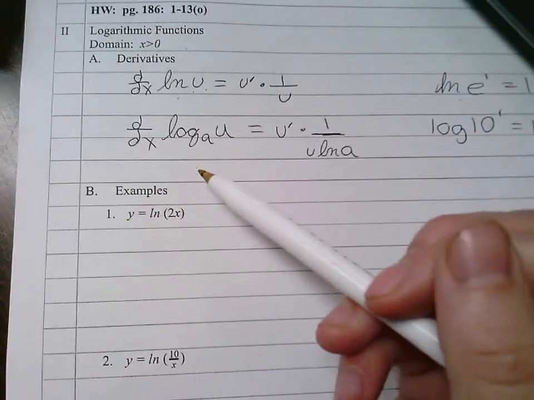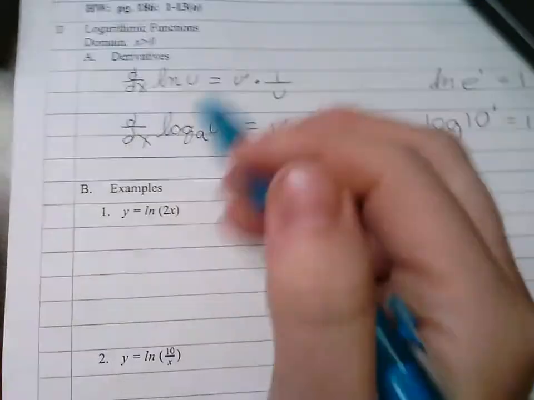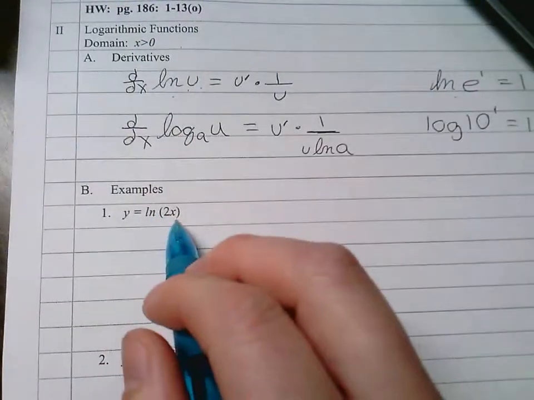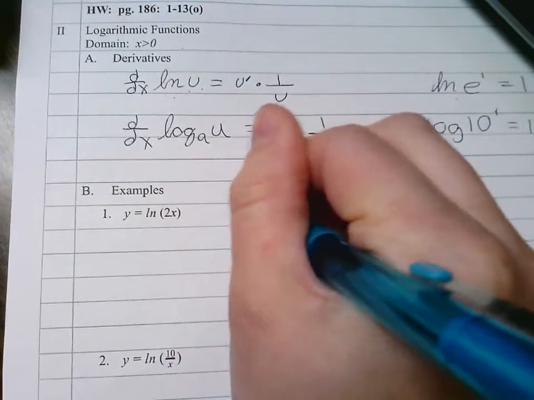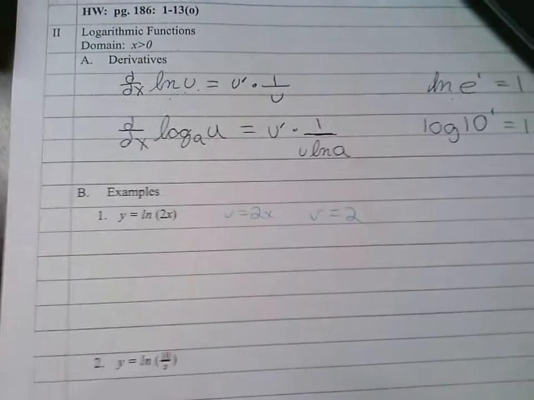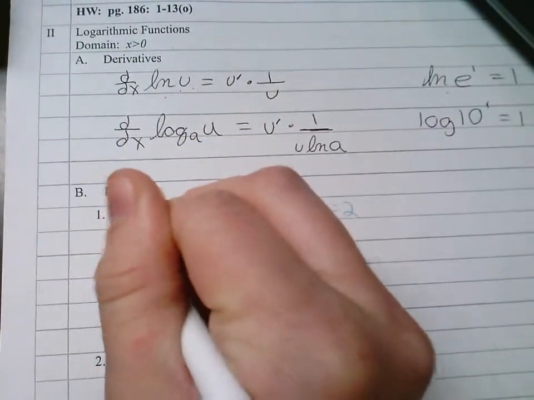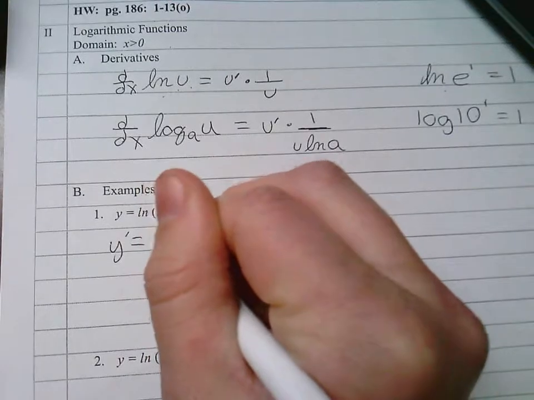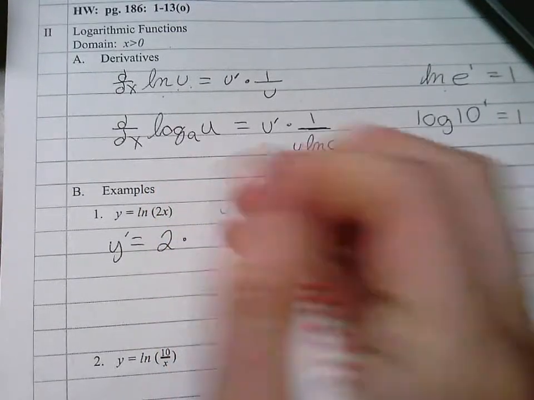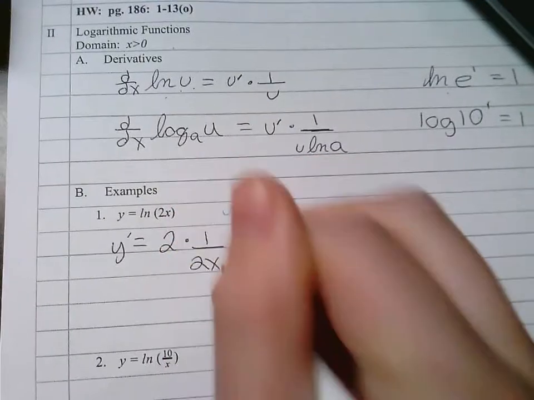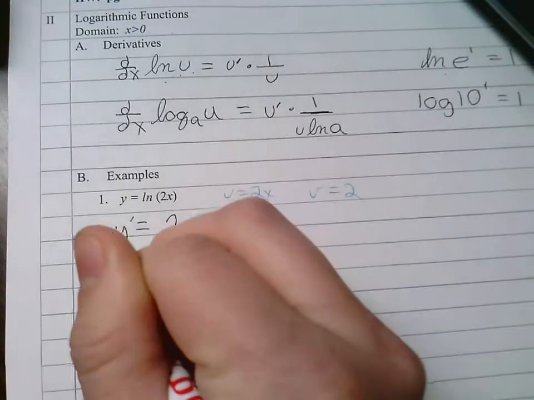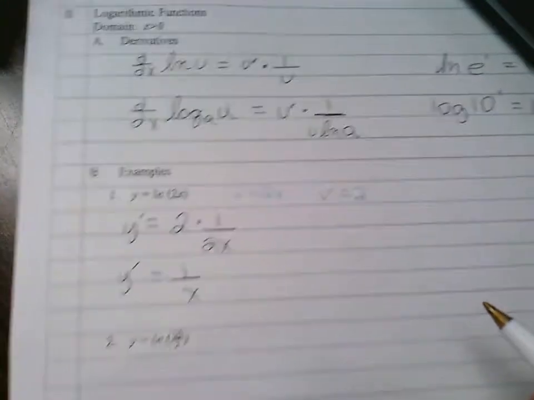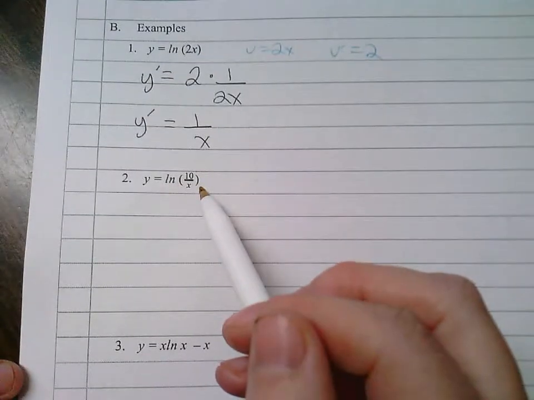Okay, let's do some examples. So this is going to be u prime times 1 over u. U is 2x, u prime is 2. So y prime is going to be u prime, 2, times 1 over u, which is going to be 1 over x.